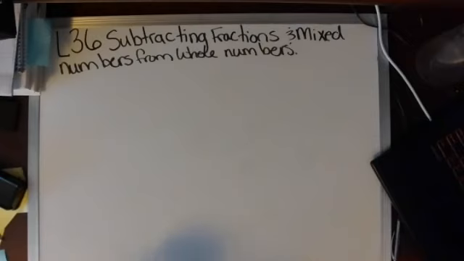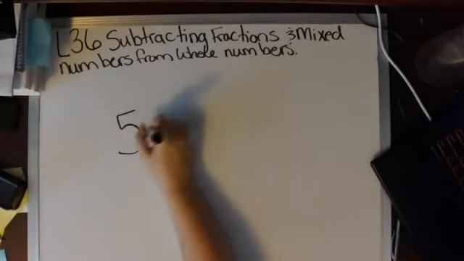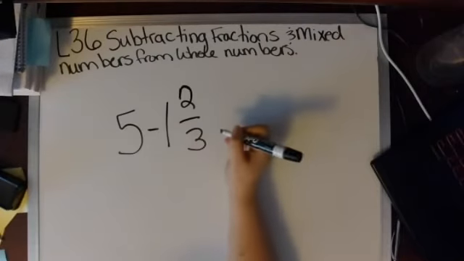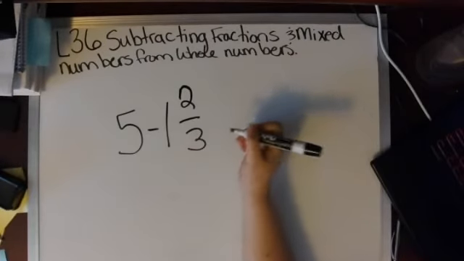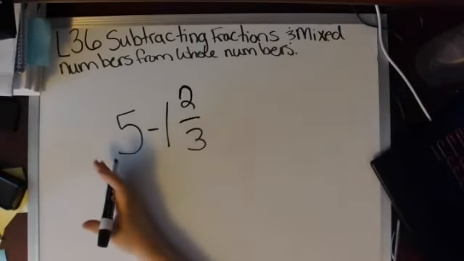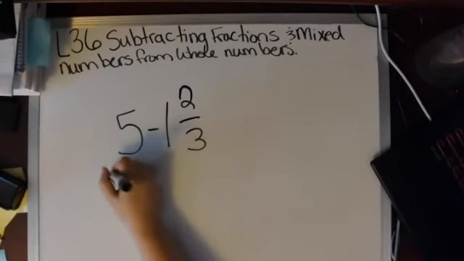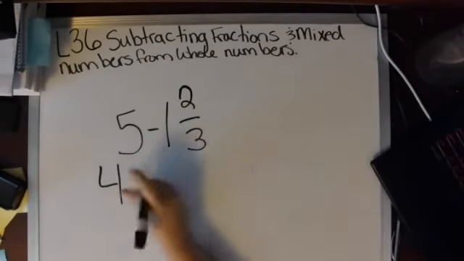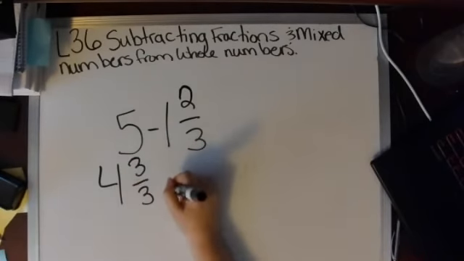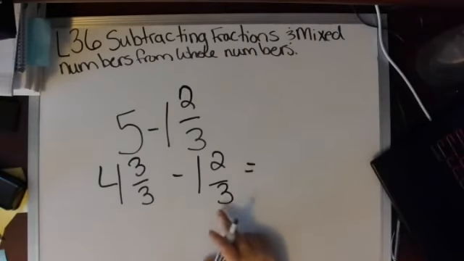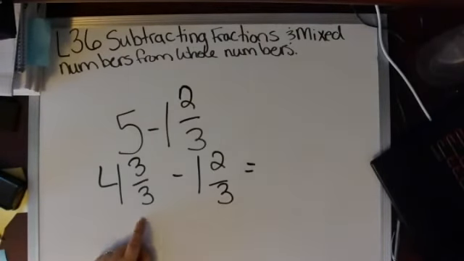Okay, the next example we're going to look at is 5 take away 1 and 2/3. From here, the first thing I need to do is change this whole number into a mixed number so that I have a fraction for the fraction to be taken from. So this turns into 4, and because this fraction has 3 as a denominator, it is going to be 3/3, take away 1 and 2/3. The reason this fraction has a 3 at the bottom is because this fraction had a 3 at the bottom.